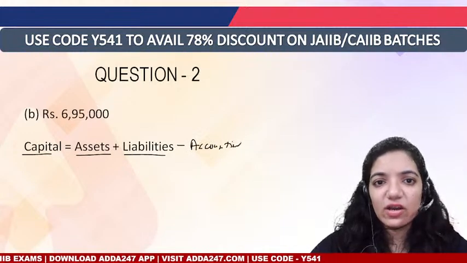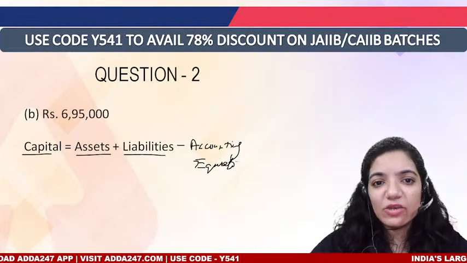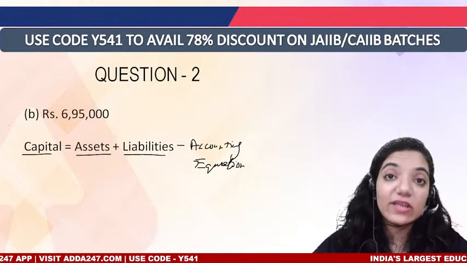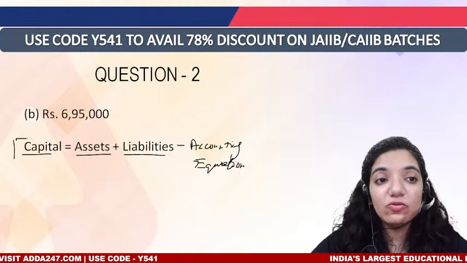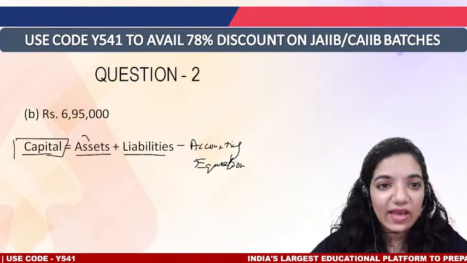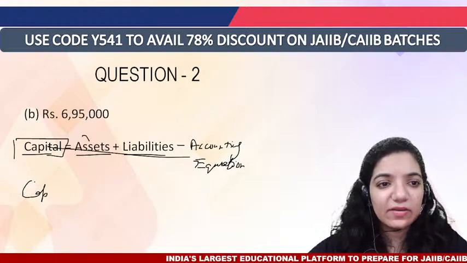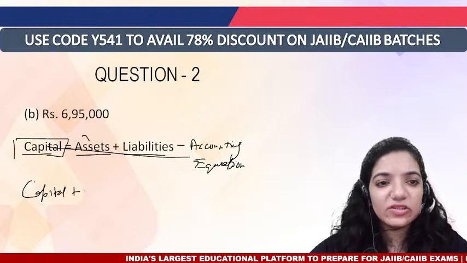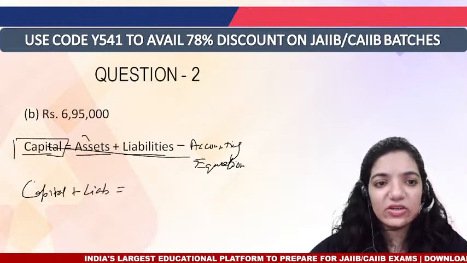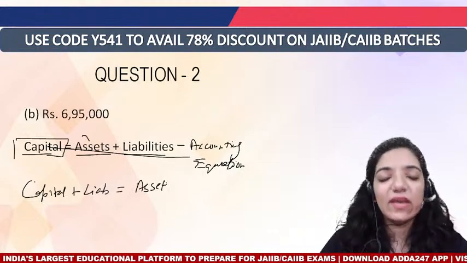This is called accounting equation, which states that whatever money you're putting in the business is called capital, and whatever you do with that money is your assets. And no, this is also wrong. This has to be like capital plus liabilities is equal to assets. And this is one of the beautiful equations.